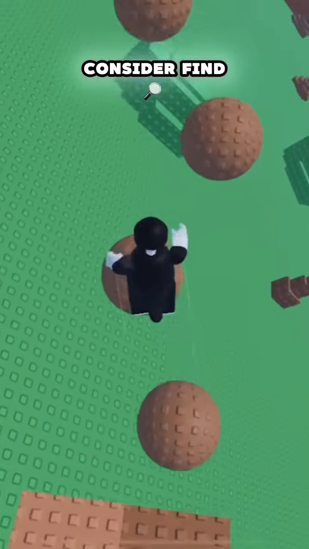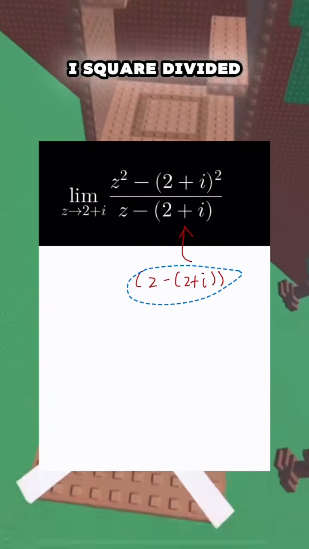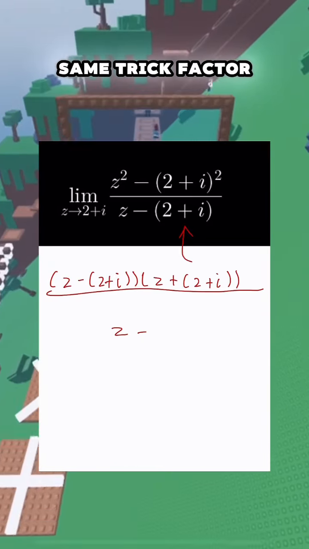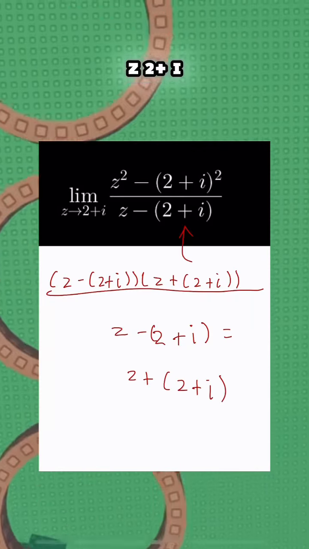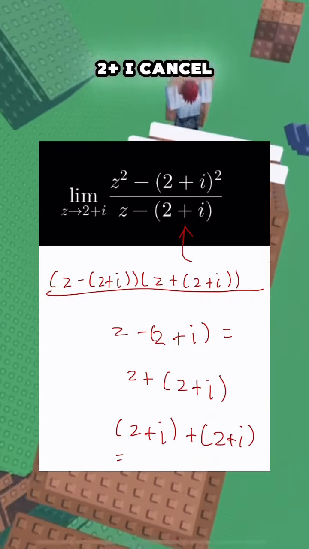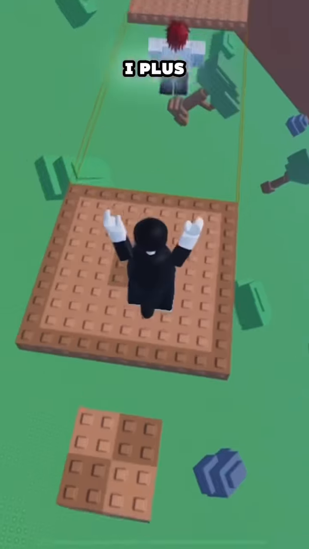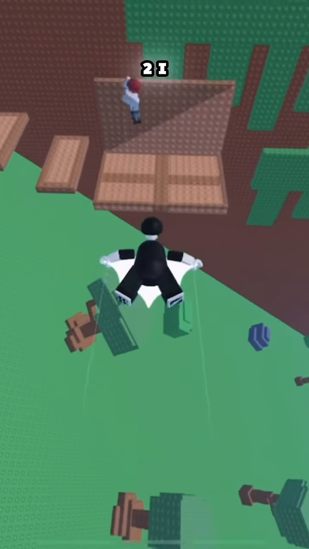For a complex example, consider: find the limit as z approaches 2 plus i of (z squared minus (2 plus i) squared) divided by (z minus (2 plus i)). We do the same trick. Factor the numerator. z squared minus (2 plus i) squared becomes (z minus (2 plus i))(z plus (2 plus i)). Cancel the z minus (2 plus i) term. Then plug in z equals 2 plus i, which gives (2 plus i) plus (2 plus i) equals 4 plus 2i. So in this case, the limit is a complex number, 4 plus 2i.